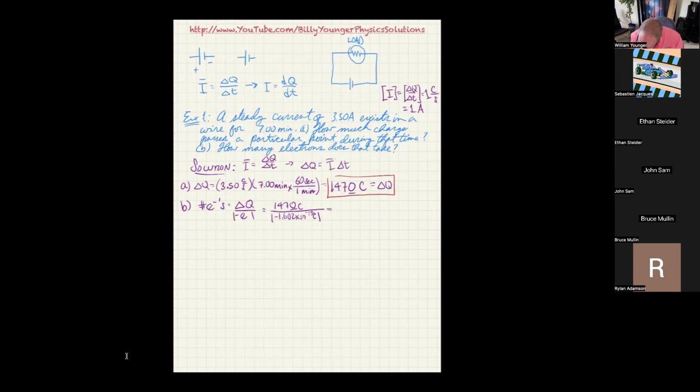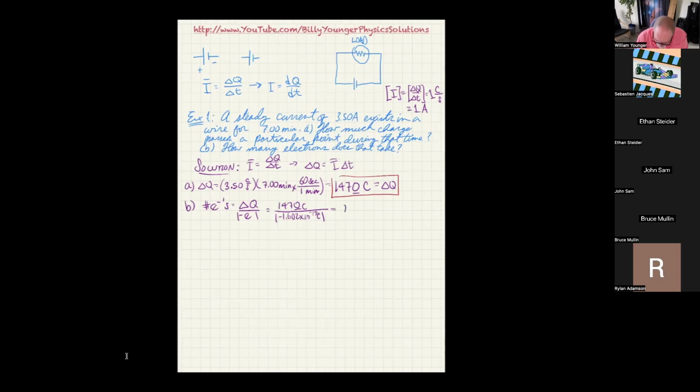And that gives me 9.176, meaning 1 extra sig fig, 9.176 times 10 to the 21 electrons. So the way I'd really prefer to write this when I'm doing this type of calculation is I'd call that coulombs per E minus. And then when you divide coulombs by coulombs per E minus, then the answer comes out in E minuses. So that's kind of nice. But that's the number of electrons. Anybody have any questions on that one?